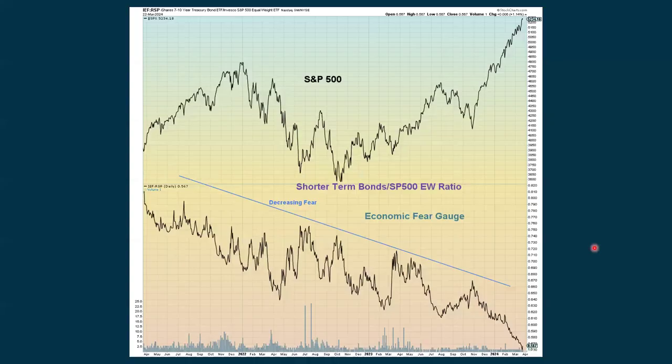Now, this one has really been moving a lot more. This is another fear gauge. When this is going down, that means fear is decreasing. And this just keeps going down, down, down. We're getting some pretty good indications from other charts that we look at. So I haven't been including this chart.